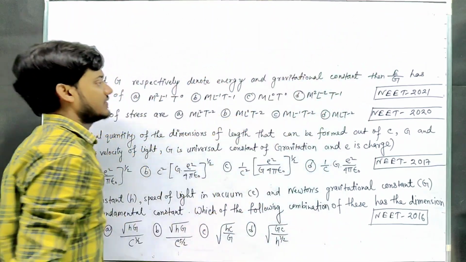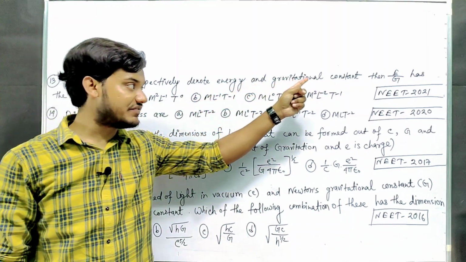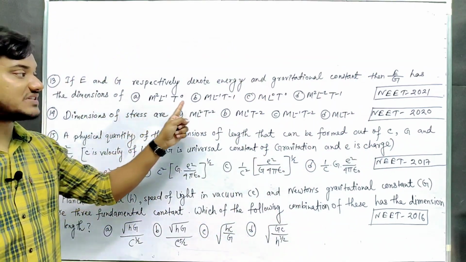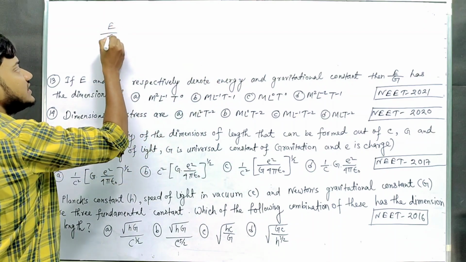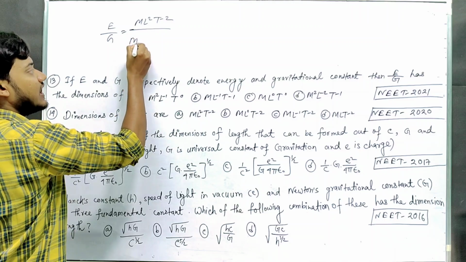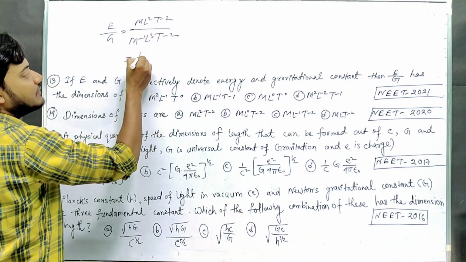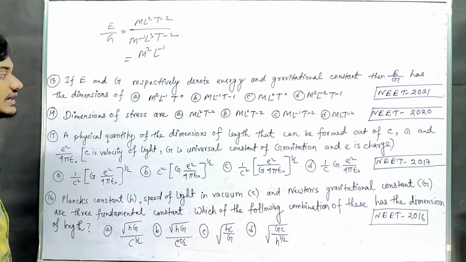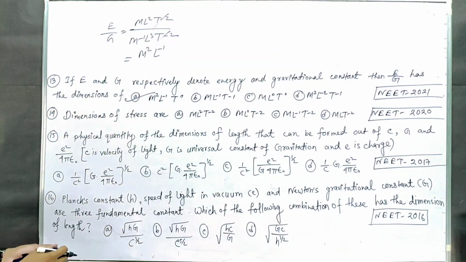Okay, next. If E and G respectively denote energy and gravitational constant, then E by G has the dimensions of... options are given. Okay, so the dimension of E by G, we can write E by G. E means dimension ML square T inverse 2 and G is M inverse L cube T inverse 2. So M inverse, and M is M square, L so L inverse, so M square L inverse, T square cancel. So option A is the right answer.